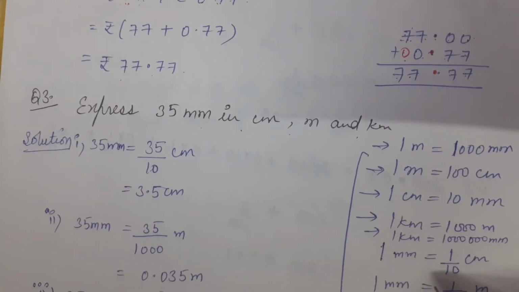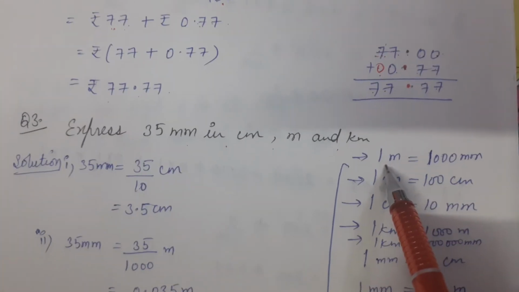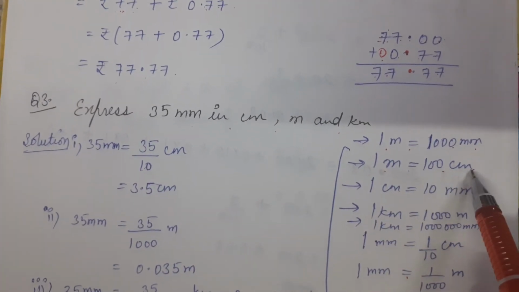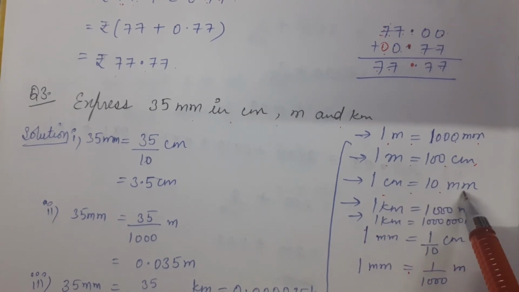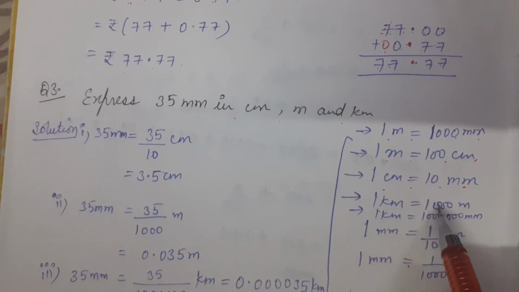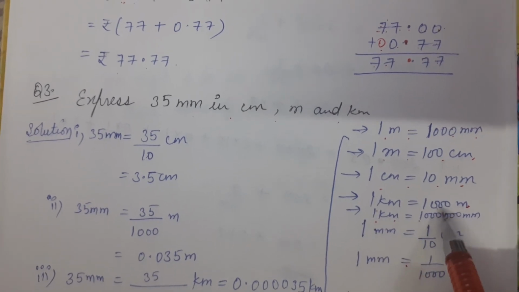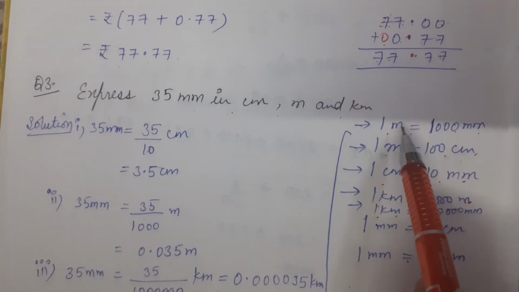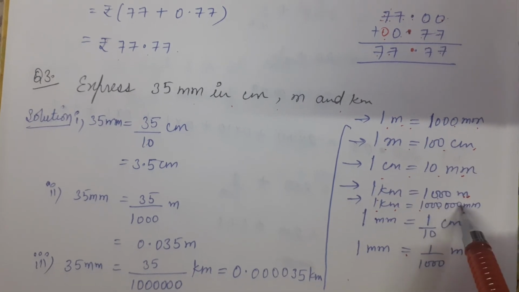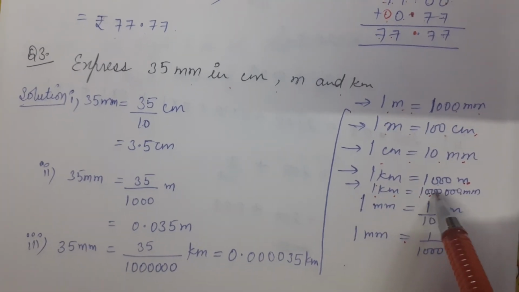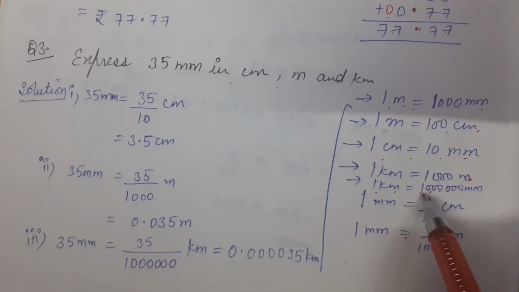Express 35 millimeter in centimeter, meter and kilometer. You must know the rules here. 1 meter is equal to 1000 millimeter, 1 meter is equal to 100 centimeter, 1 centimeter is equal to 10 millimeter, and 1 kilometer is equal to 1000 meter. And 1 kilometer is equal to 1000 multiplied by 1000, since in 1 meter you know there are 1000 millimeters, so it will become 10 lakh millimeter. You can count 1, 2, 3, 4, 5, 6, so it will become 10 lakh.